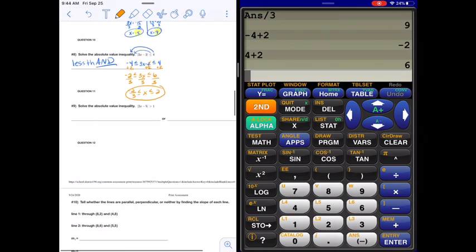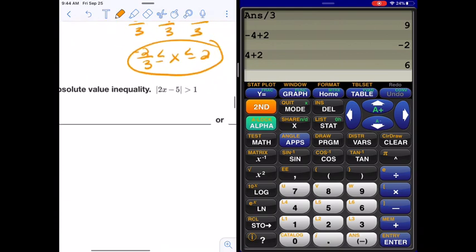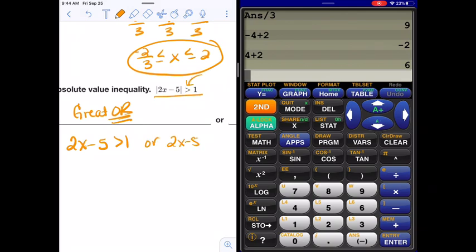Okay, let's do a greater than. So remember, greater than is an or statement, and here are the rules. You write it out once as you see it. 2x minus 5 is greater than 1. Write the word or. Write 2x minus 5. You are going to change that inequality to less than. You're going to change the positive 1 to negative 1.